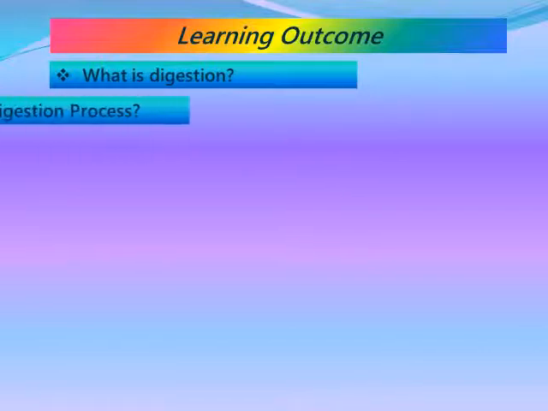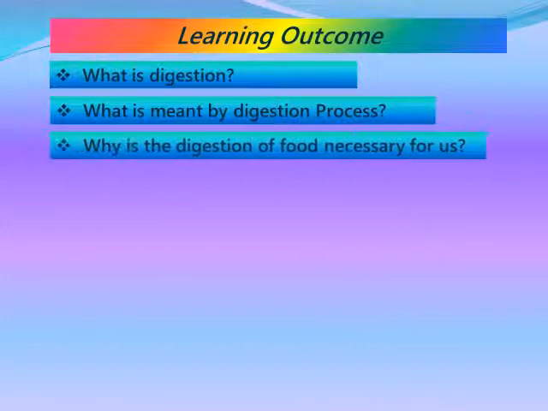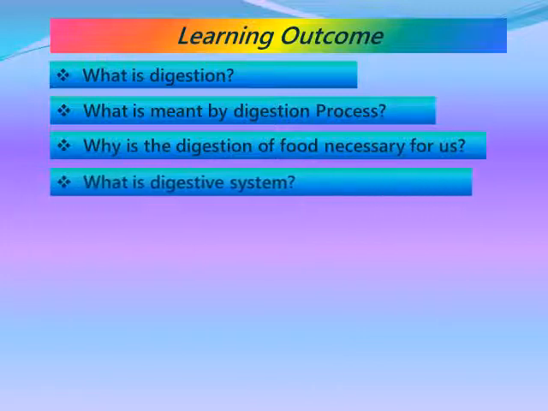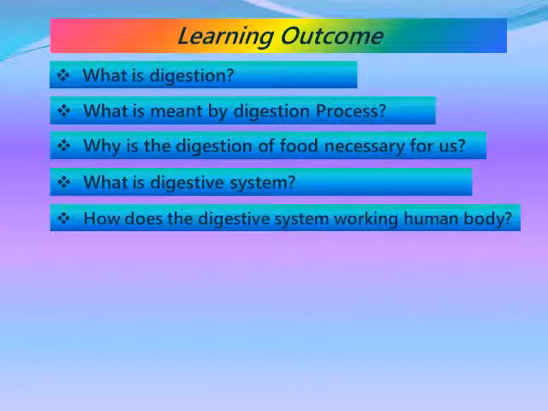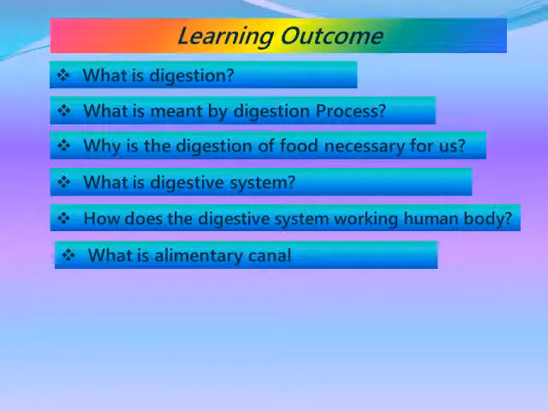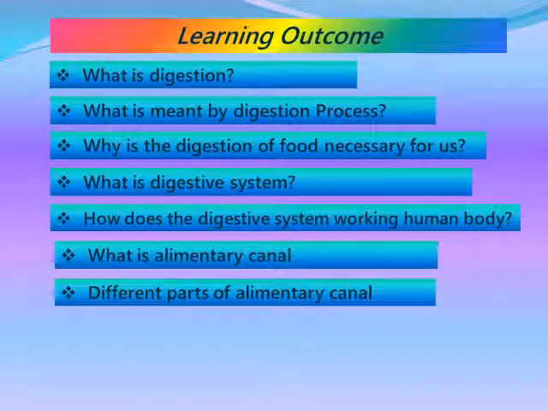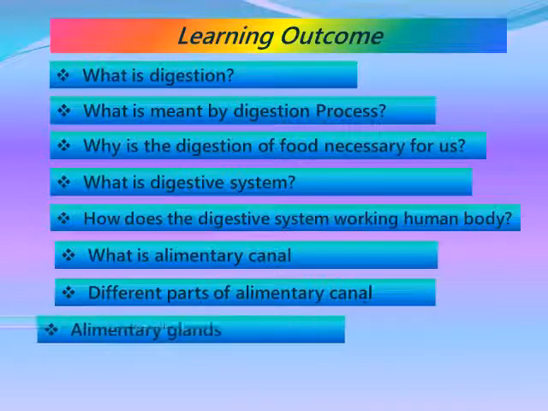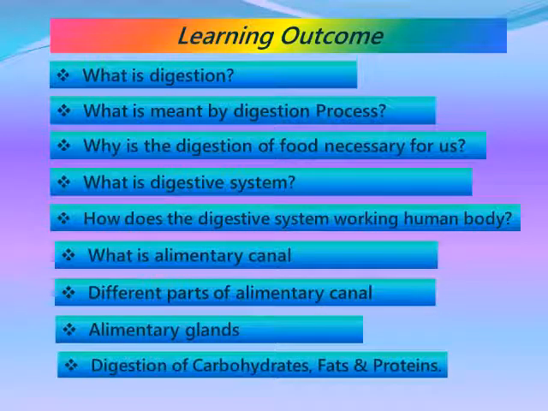What is digestion? What is meant by digestion process? Why is the digestion of food necessary for us? What is digestive system? How does the digestive system work in human body? What is alimentary canal? Different parts of alimentary canal. Alimentary glands. Digestion of carbohydrates, fats and proteins.